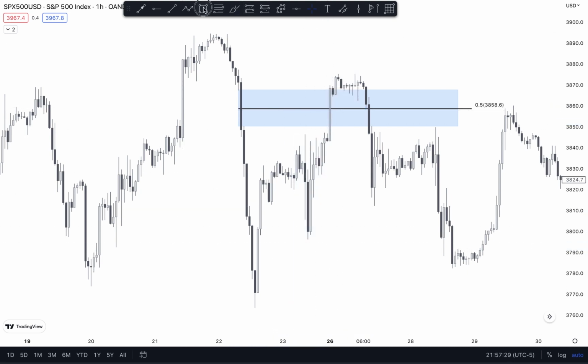So I see another imbalance that you could use right here. And look, price actually came into it twice. Literally as soon as it broke out, it came back into it and shot up. Came all the way back down, respected it nicely, respected it almost perfectly, and went back up to the upside.